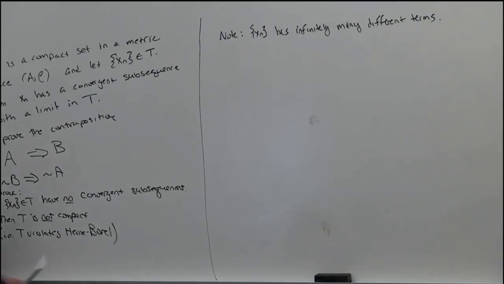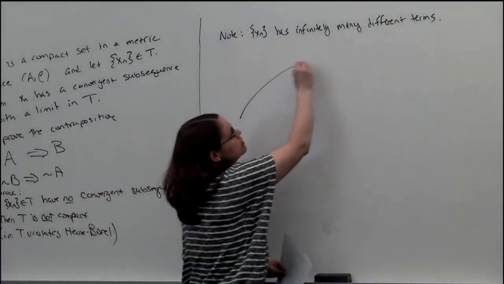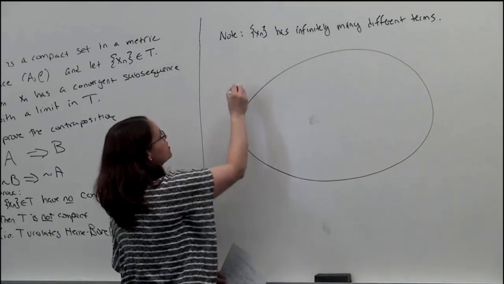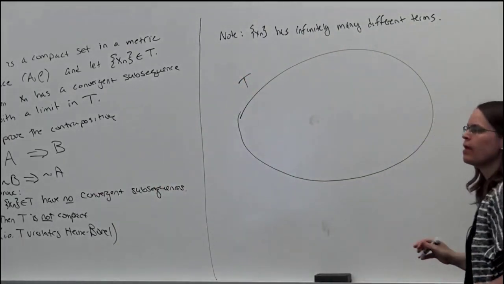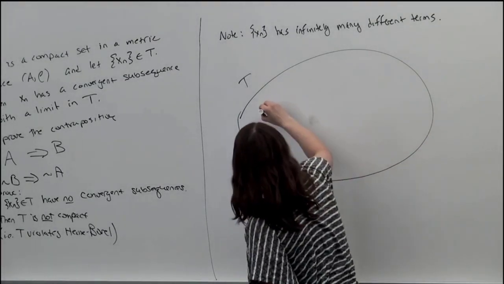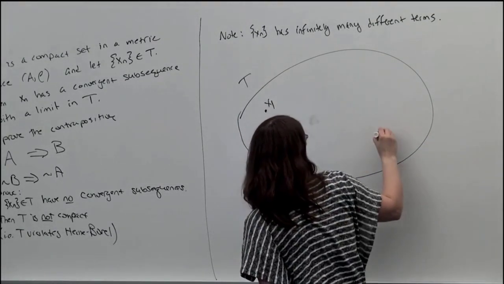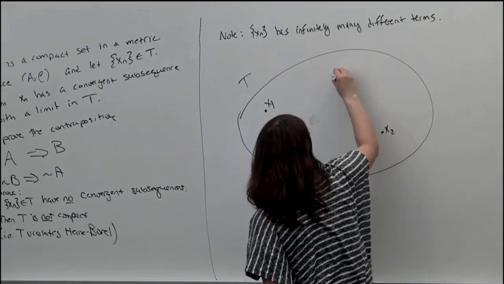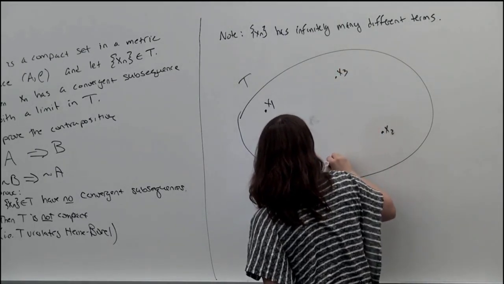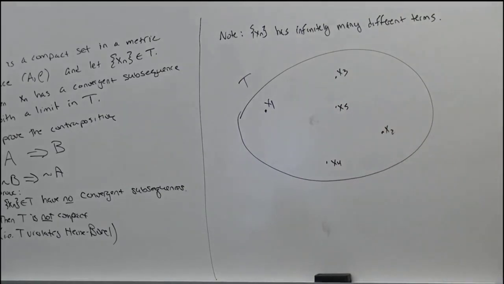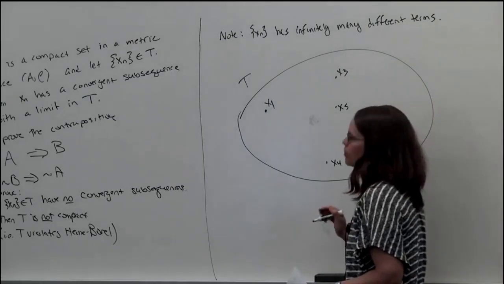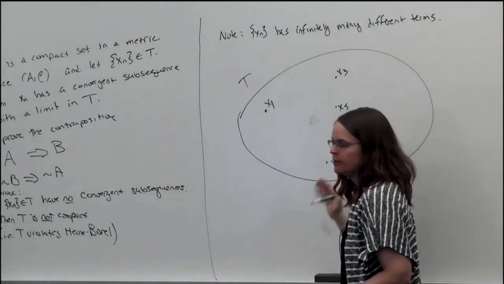All right, so now let's draw the picture of this. Here's my big set T, and I have points in my sequence in here. Here's x1, here's x2, here's x3, here's x4, wherever they are. But they never accumulate anywhere, right? If they accumulated somewhere, we'd get a limit.